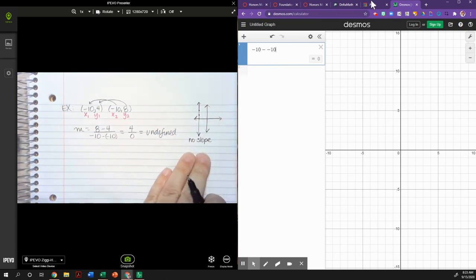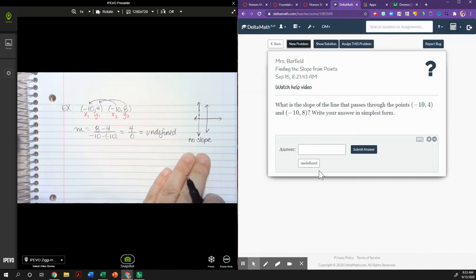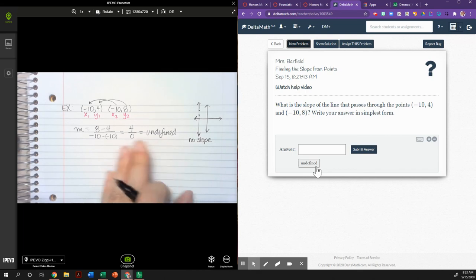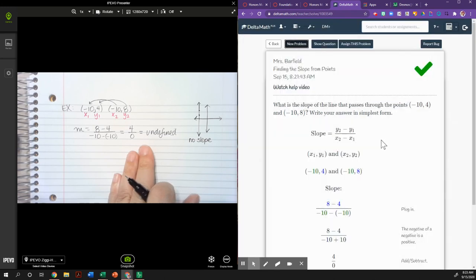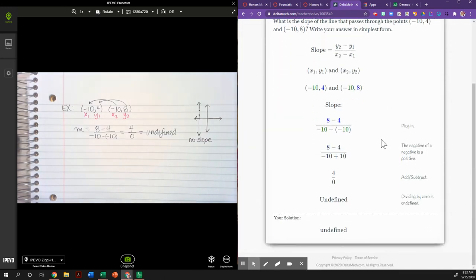That's why on Delta Math, see how it gives you the option of undefined? It has to provide that for every single problem with the possibility that you could get a slope that's undefined. So you've got all the scenarios presented to you in doing the slope formula. Remember, the best way to learn a formula is to write the formula, but this should also be a review for you. If you've got any questions, please let me know.